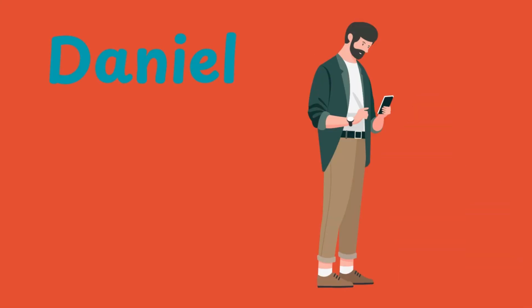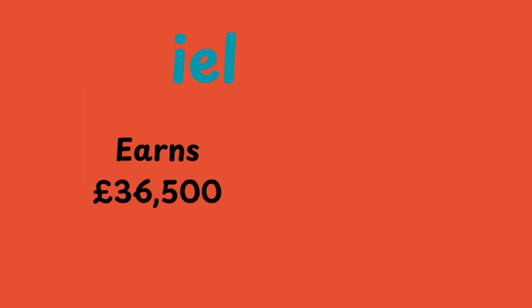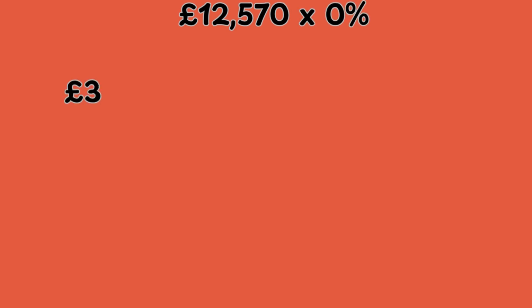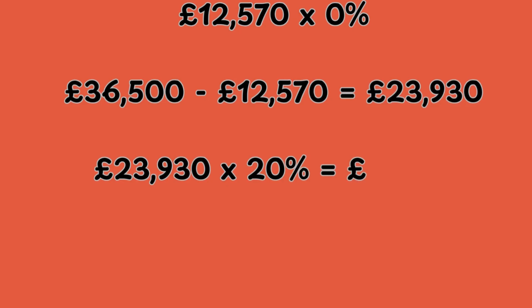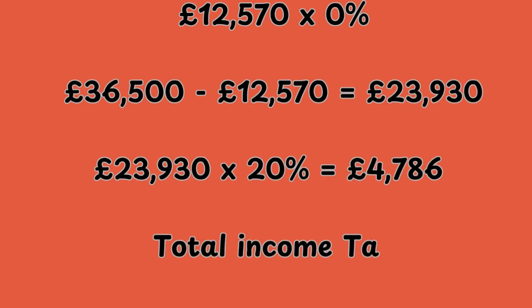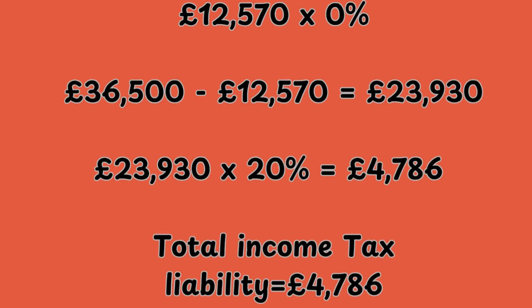Our second example is Daniel, who earns £36,500. The first £12,570 is tax-free. The rest, £23,930, is taxed at 20%, giving a total income tax liability of £4,786.